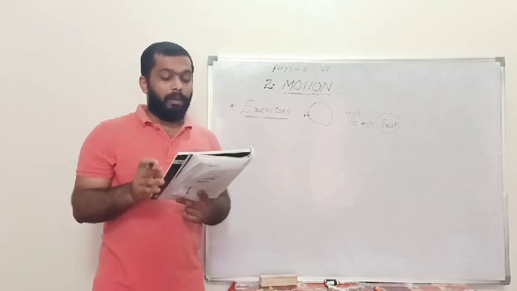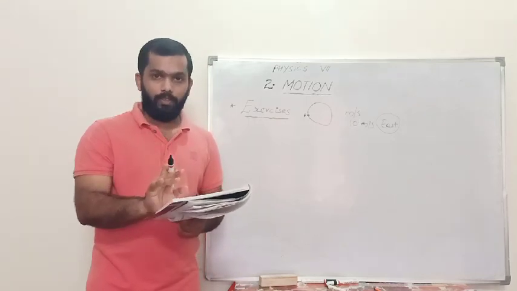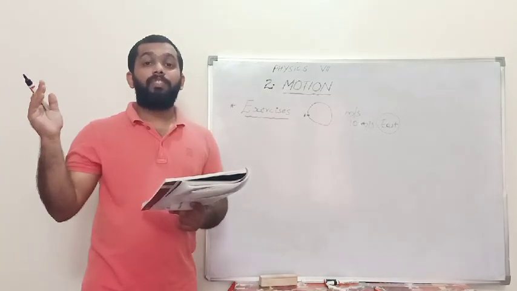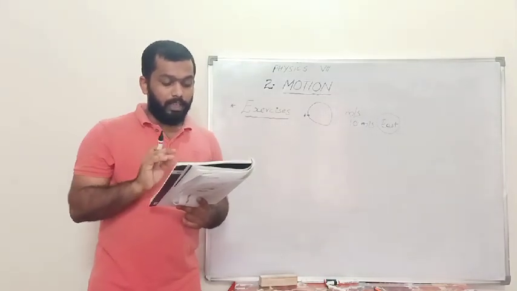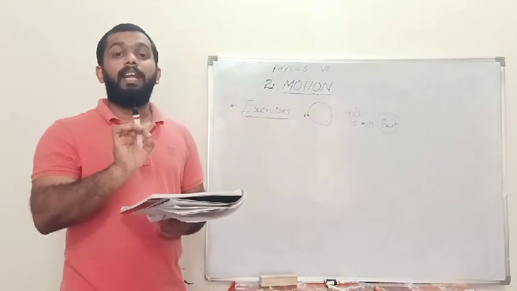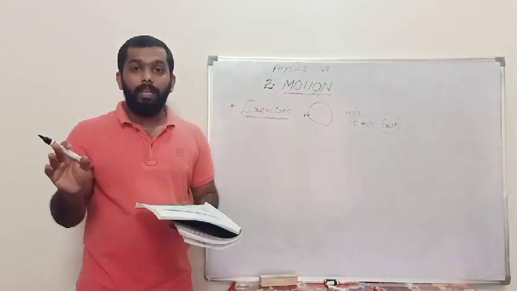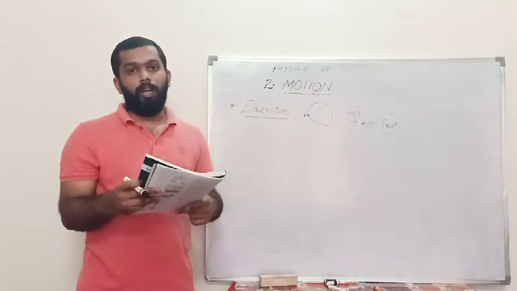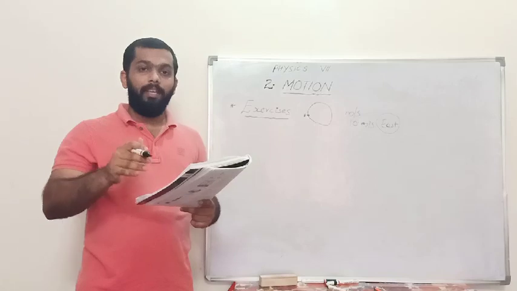Second one, the mass of the body is constant. That means it will never change, whereas the weight of the body will change with position. Third one, the mass of the body can never be zero. As I already said, mass is a constant quantity, so it will never be zero. But weight can be zero. Since the weight changes from place to place, the weight can be zero.